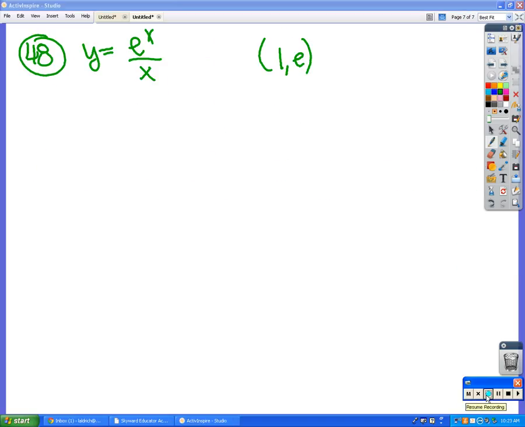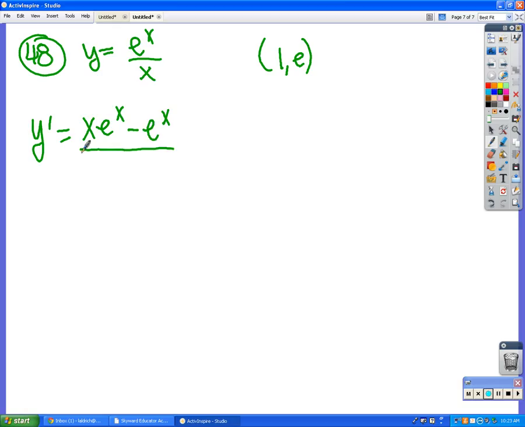Okay, same as number 47, we're going to take the derivative. So how do you take the derivative? Low d high, so x times e to the x minus e to the x, over x squared. And then what do you plug in? You plug in 1, you always plug in the x squared. Yep, so that would be e minus e over 1.